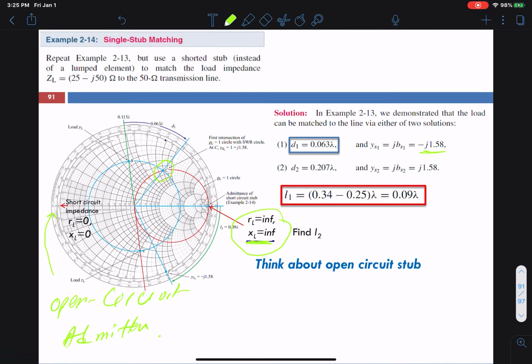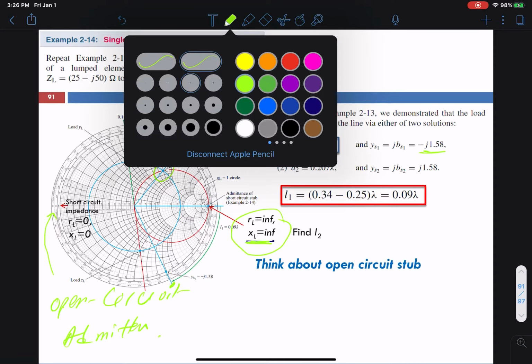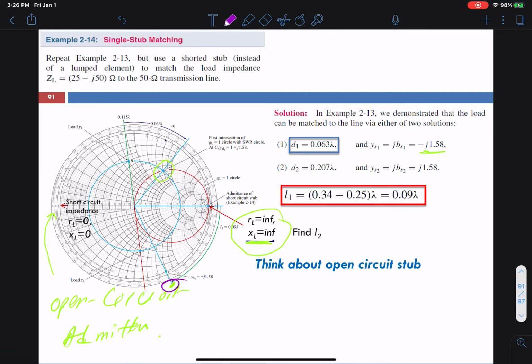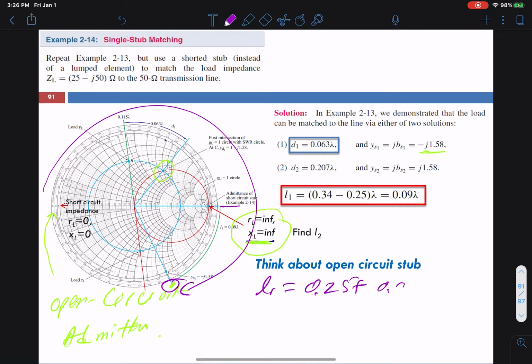So if I use this point over here, I need negative j 1.58. That is right here, right? At this point over here, I have to walk towards the generator from the load, from this point all the way here. Look at that. Up to this point is 2.5, and this distance is 0.09, right? So my L1 would be 2.5 plus 0.09 lambda, which is 0.34 lambda, right?